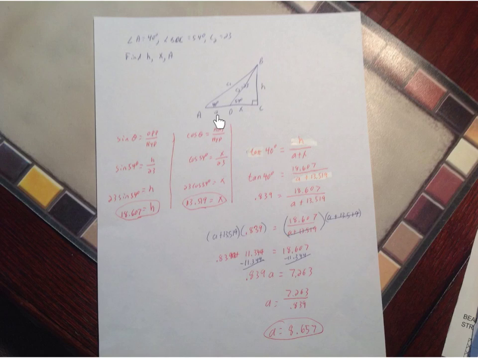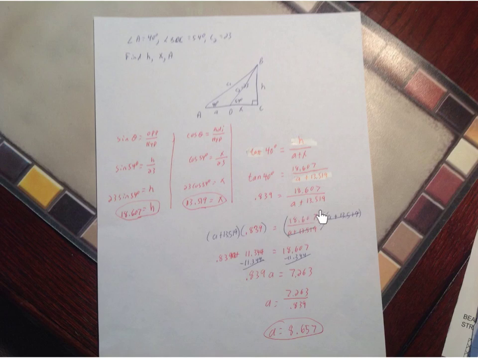You want to find A. Well, I use tangent here. Tangent equals opposite over adjacent. So tangent of 40 would equal H over the total length of this side, which would be A plus X. H was found there, and X was already found. So those two are known. The only thing unknown here is A. So I'll put that in the calculator. Tangent of 40 degrees is 0.839.